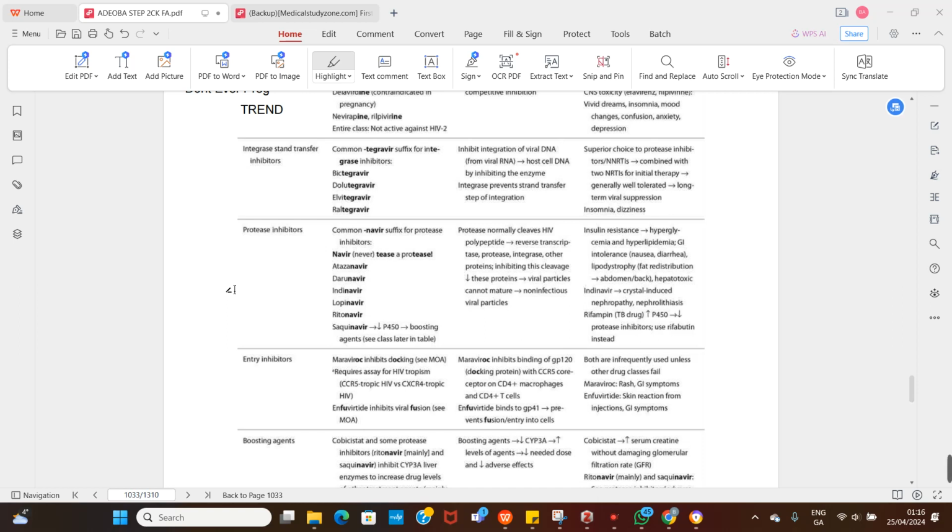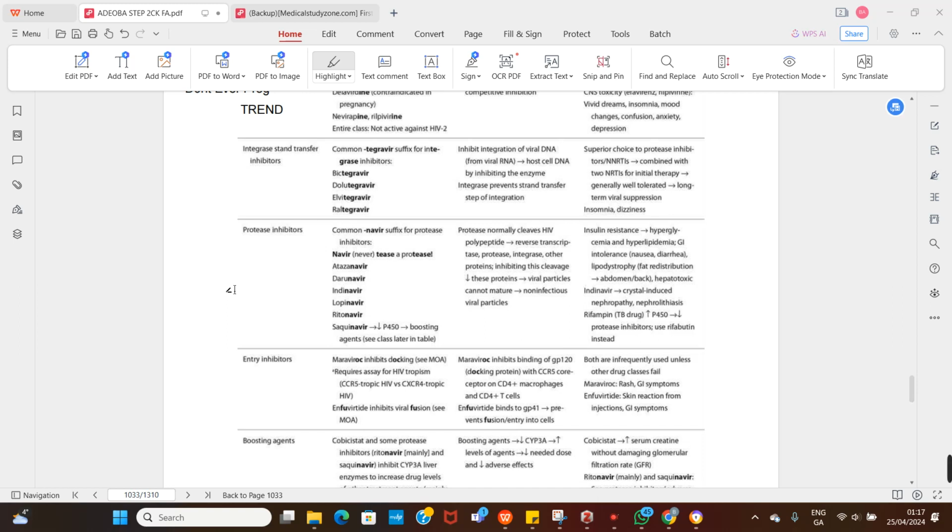Then, one thing about the protease inhibitors is that most of them require boosting. We don't typically use these protease inhibitors alone, because they are rapidly metabolized by the cytochrome P450 system. So we have to give a boosting agent that can suppress the activity of cytochrome P450, and make the drug persist a lot in circulation and act for a long time.